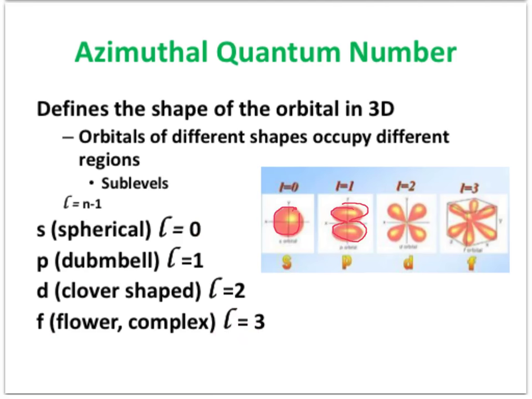How do we get these 1, 2, and 3? l is equal to n minus 1. In the first energy level, we have the s orbital, so 1 minus 1 is 0. In the second energy level comes the p, so n minus 1, 2 minus 1 is 1. 3 minus 1 is 2. 4 minus 1 is 3. So that's how we get these values for l. It's n minus 1.